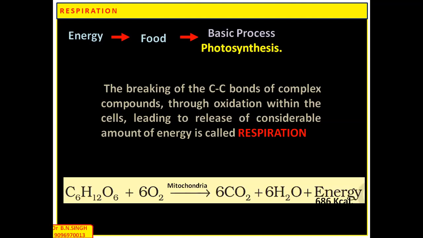Now, this is the equation for aerobic respiration. In this aerobic respiration, the molecule of the glucose is oxidized into carbon dioxide and water and releases energy. And this energy is conserved in the form of metabolic energy, that is ATP. Now, for this aerobic respiration, mitochondria, the most important powerhouse of the cell, is required.